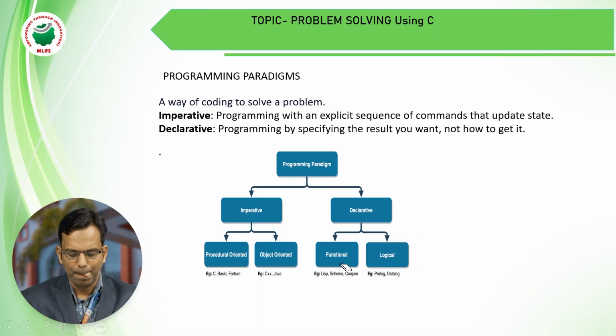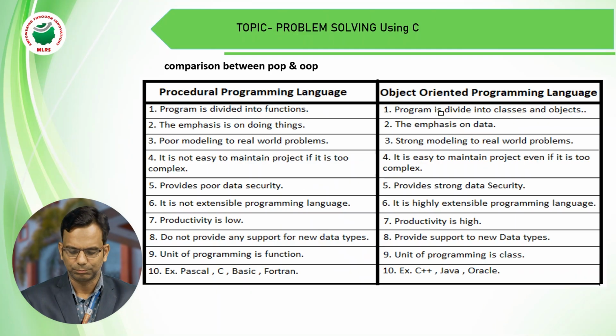In the imperative procedural approach, we have basics of C and Fortran, three languages. But the object oriented approach has only C++ and Java programming language. That was the OOPS concepts, which are related to C++ and Java. In the functional approach, we have Scheme and other types of approach. And in the logical approach, we have Datalog and other types of logical approaches.